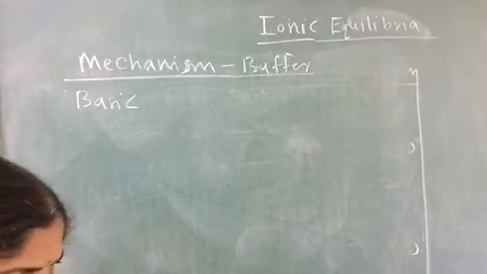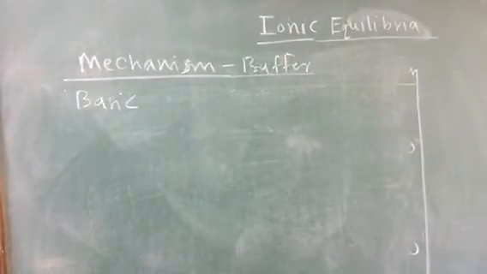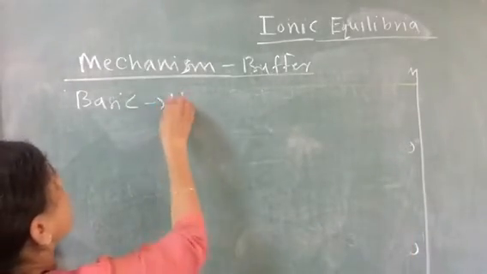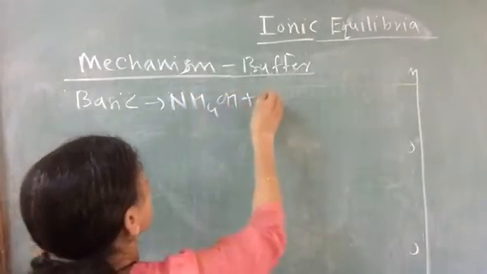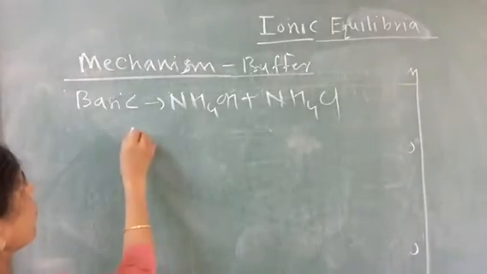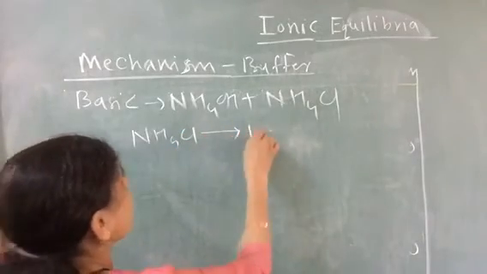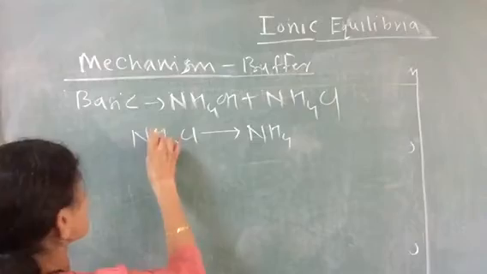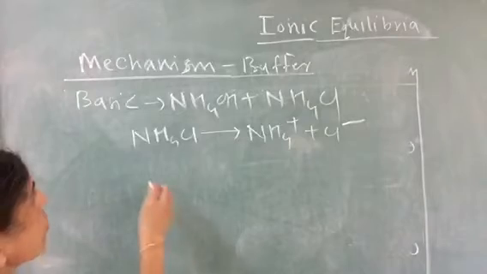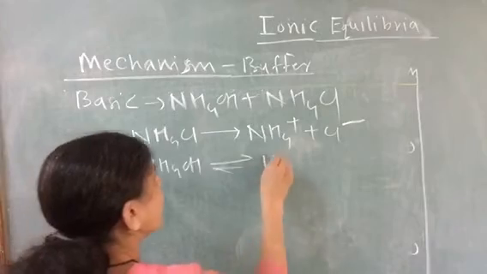Basic buffer is a mixture of weak base and the salt of the same weak base with strong acid. Example: NH4OH and NH4Cl. This is a buffer solution. Again we will write their ionization. NH4Cl gives complete ionization. It is a salt, a strong electrolyte, so NH4+ and Cl-. Then NH4OH, a weak electrolyte, will ionize partially.